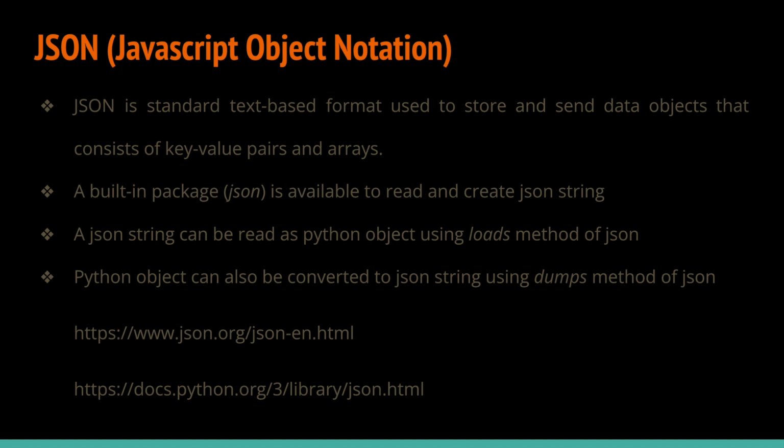Python has a built-in package known as JSON, which we can use to read and create our JSON data. A JSON text can be read as a Python object by using the load method of JSON. Also, we can convert our Python object to JSON string using the dump method of the JSON. To learn more about JSON, you can visit this website, and also you can read more on it on the Python documentation website. Let's see how we can make use of the JSON load and dump method to encode and decode JSON in Python.